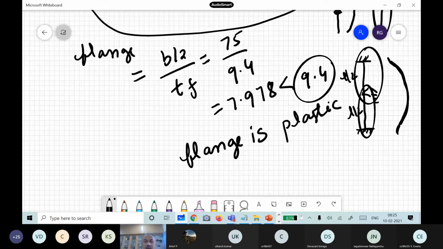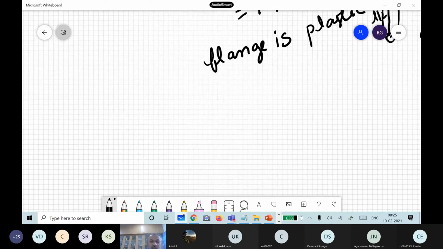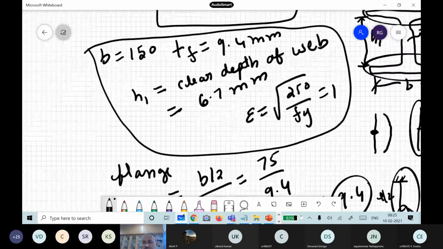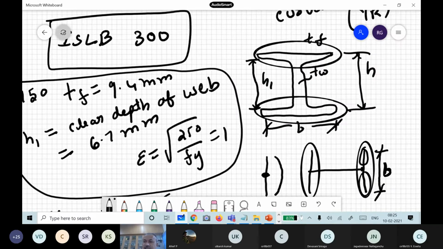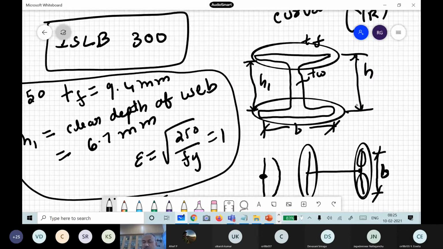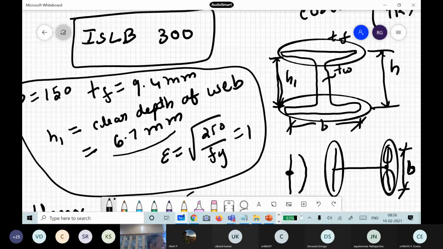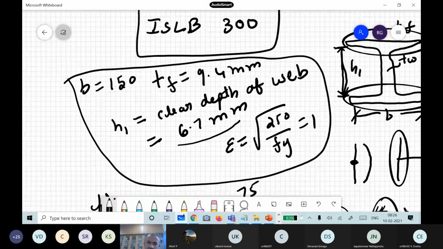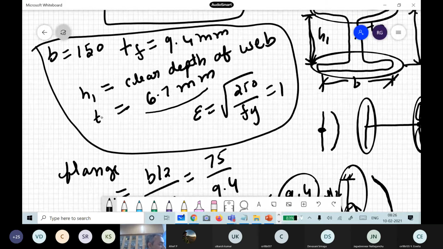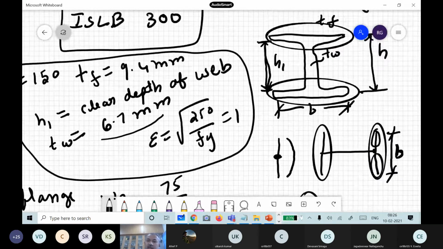Okay. So this way we calculate this. Now we have to check the web also. So what is the comment for the web? What is the effective height of the web? H is the total depth, which includes both the flanges. H1 is nothing but the clear depth of the web, which is given in the steel tables. I think I made a mistake. The 6.7 is the thickness of the web. I'm sorry. The clear depth of the web is 245.1 mm, which is available in the steel tables.